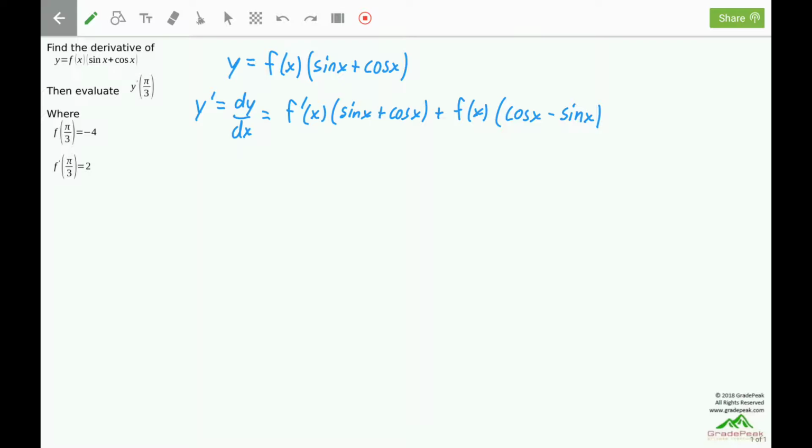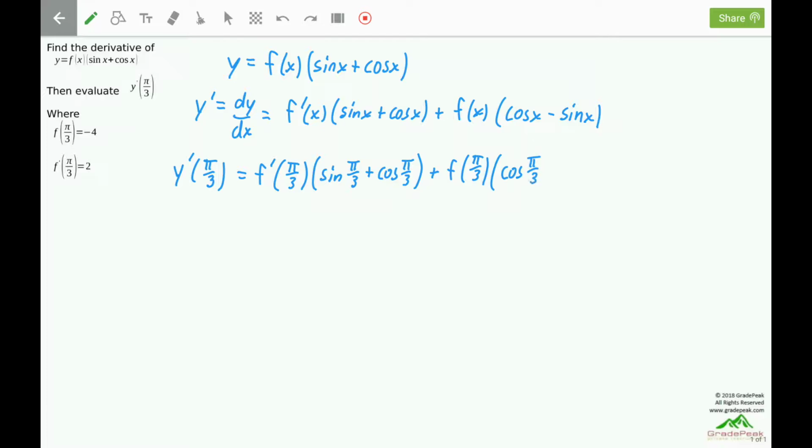The next thing we're going to do is evaluate y prime of pi over 3, which means to plug a pi over 3 in for each of the x's. So that will give us f prime of pi over 3 times the sine of pi over 3 plus the cosine of pi over 3, plus f of pi over 3 times the cosine of pi over 3 minus the sine of pi over 3.